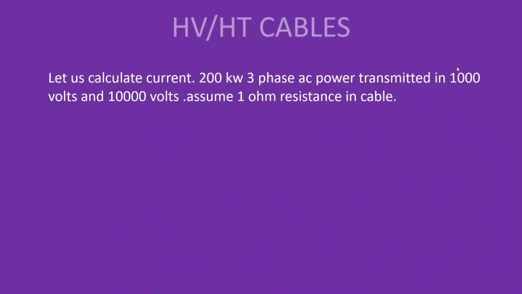So let's look at a problem. Let's calculate current. A 200 kilowatt 3-phase AC power is transmitted at 1000 volts and at 10,000 volts. Assume 1 ohm resistance in the cable. We have to find the current in both scenarios.